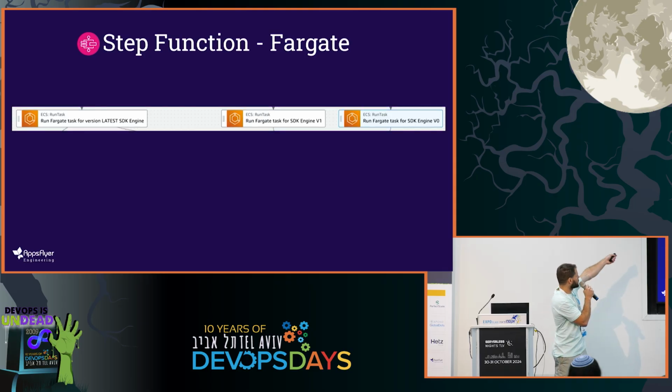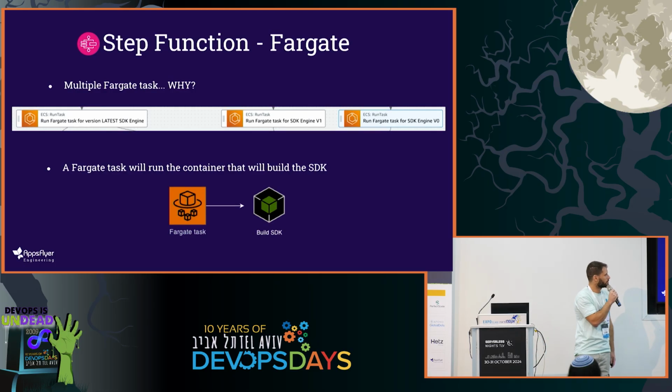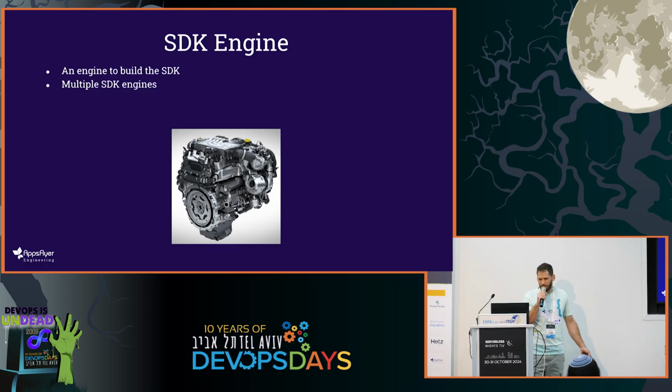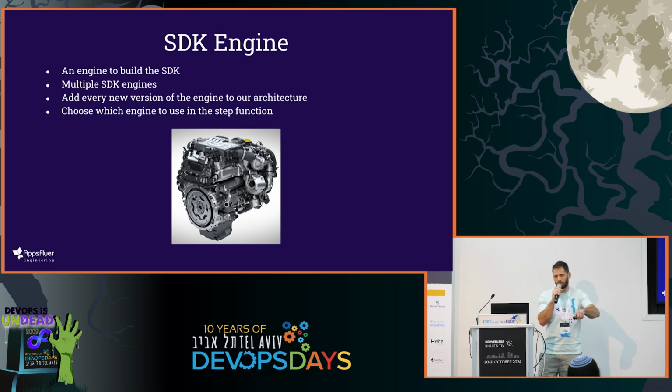And the question is, why the hell do we have 3 Fargate tasks or more? Why are there multiple Fargate tasks? So again, a Fargate task will run a container that will build the SDK, will generate the artifacts. So the question is, why do we have multiple Fargate tasks? So our team actually decided to build an SDK engine. So an engine to build SDKs. We're going to have multiple SDK engines. And we would like to be able to add every new engine to our architecture. Later, we can go and choose in the step function which engine to use. This is why we add multiple Fargate tasks.